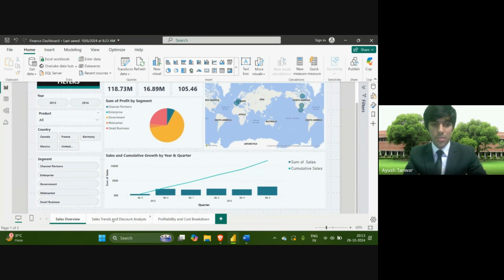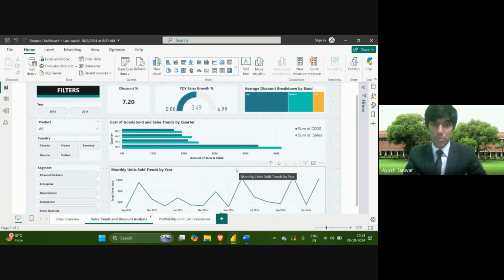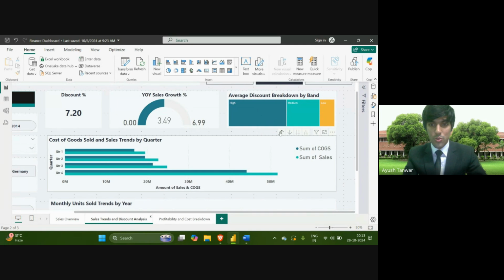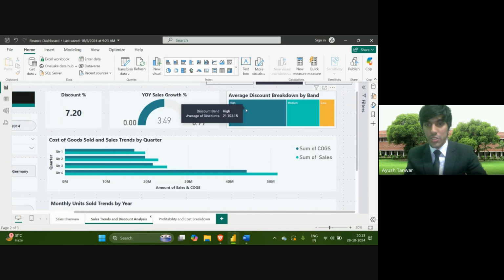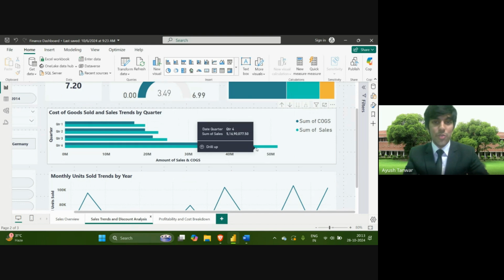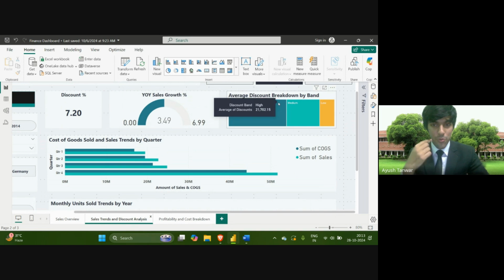On the second page, we have discount percentage, the year-on-year sales growth, and the average discount breakdown by band. There were three bands of discount, which were high, medium, and low. So this shows, as a percentage of the whole, how much discount was given in each band on average. The most discount that we have offered is in the high band, and this is very relevant information for a finance manager, because in one glance you can tell we are offering a lot of high discounts, whereas few low discounts. This means we need to push our product.